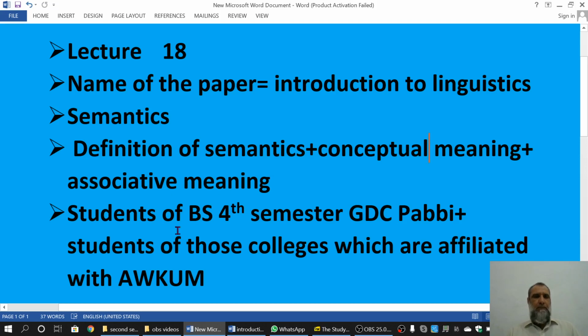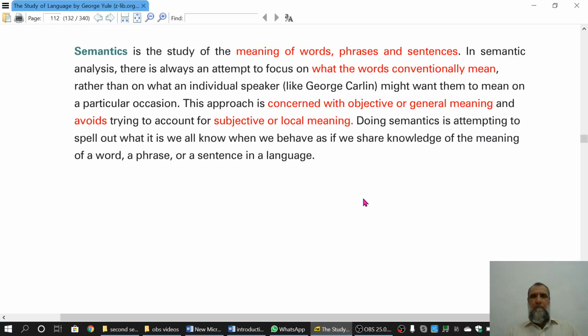They are very short topics and it will be a short lecture. This lecture is specifically for the students of the 4th semester GDC Pubby and also for the students of those colleges which are affiliated with Abdul Wali Khan University. This is from the book The Study of Language by George Yule, and this is one of your prescribed books, and we'll study it from here.